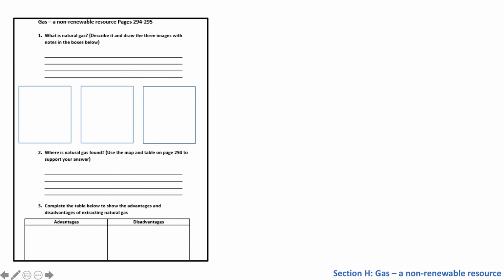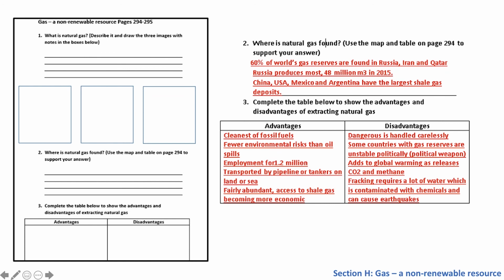The second question says, where is natural gas found? Use the map and table on pages 294 to help support your answer. So hopefully you've taken a look at the map and you can see that 60% of the world's gas reserves are found in Russia, Iran and Qatar. Russia produces most, 48 million metre cubed in 2015. China, USA, Mexico and Argentina have the largest shale gas deposits.